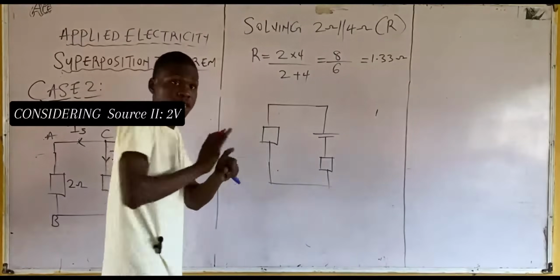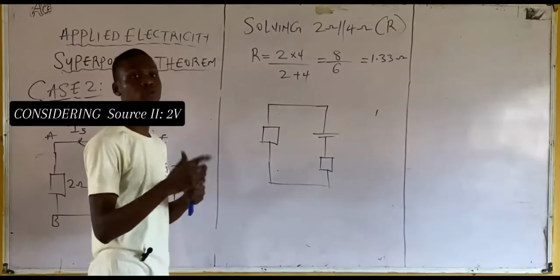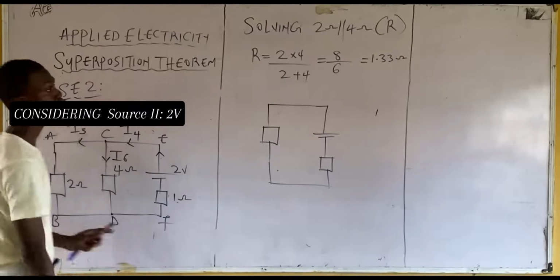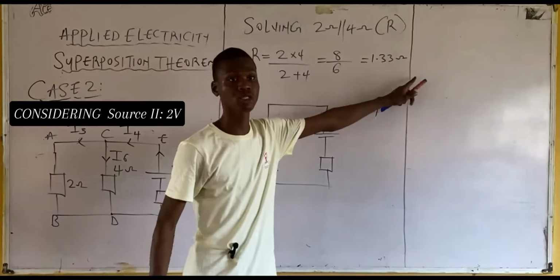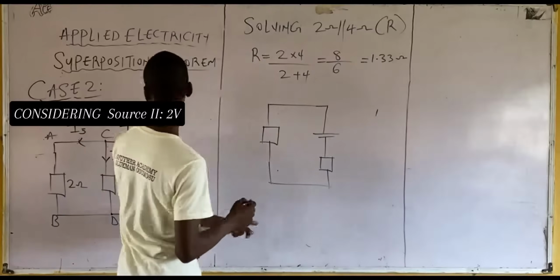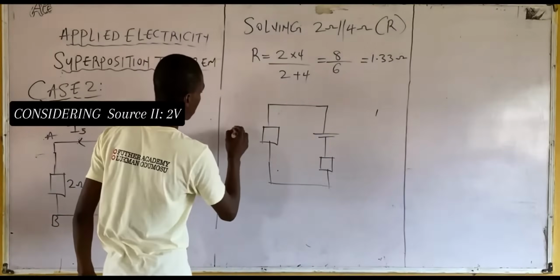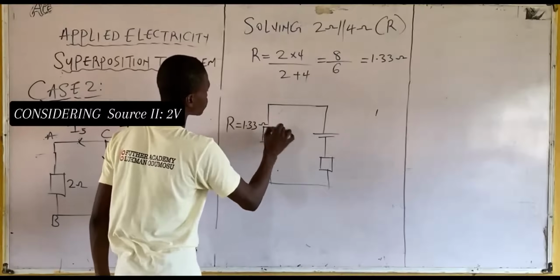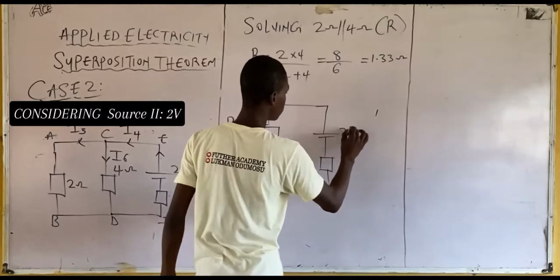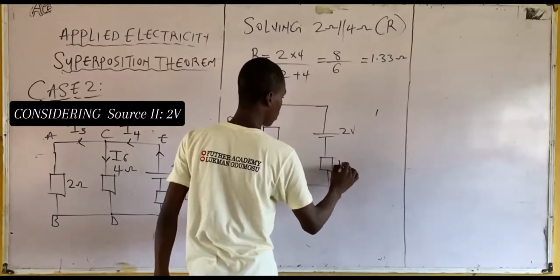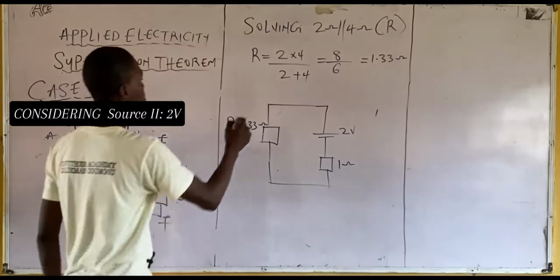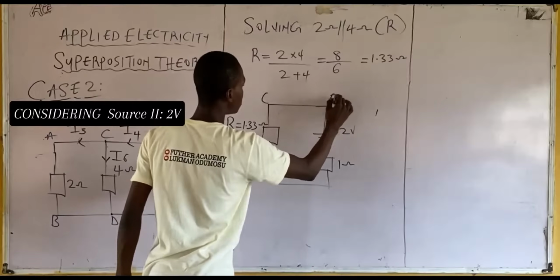What will be here? Nothing is changing. What is changing is that you've solved the equivalent value of the 2 ohm resistor and 4 ohm resistor to be 1.33 ohm resistor. So you are reducing it. Then for this place, you have the value of R, which is what? 1.33 ohms. What do you have here? 2 volts. What about this place? 1 ohm.